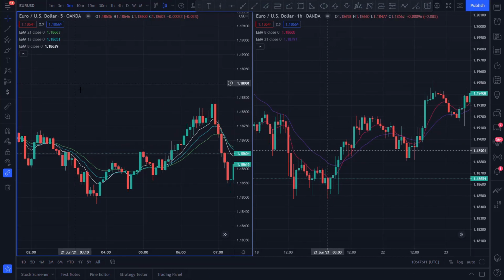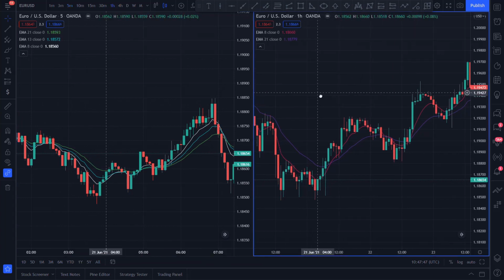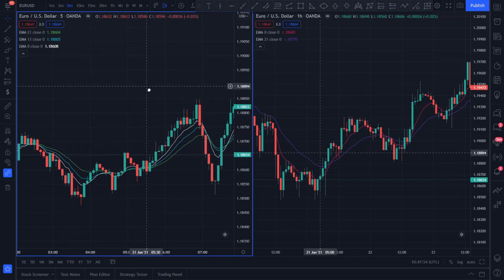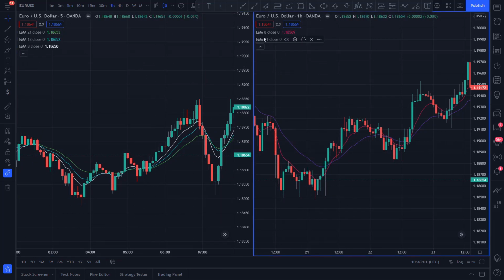For this strategy we are going to use two different time frames. The first one is going to be the 5-minute and the second one is going to be the 1 hour. The 1 hour is going to be used to define the main trend, and the 5-minute is to get our entry and exit points. So for the 5-minute you will need 3 different EMAs, and for the 1 hour you will need 2 different EMAs.